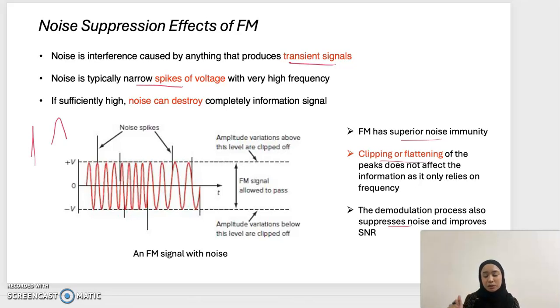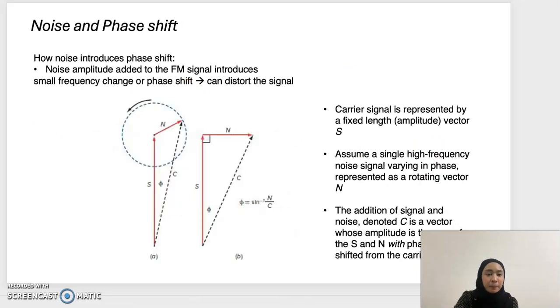But in this case, because we clipped, we tried to remove anything unwanted beyond the constant amplitude, we are seeing an improvement in the SNR. Okay, moving on to noise and phase shift. So how does noise introduce phase shift to FM? So let's talk about it.